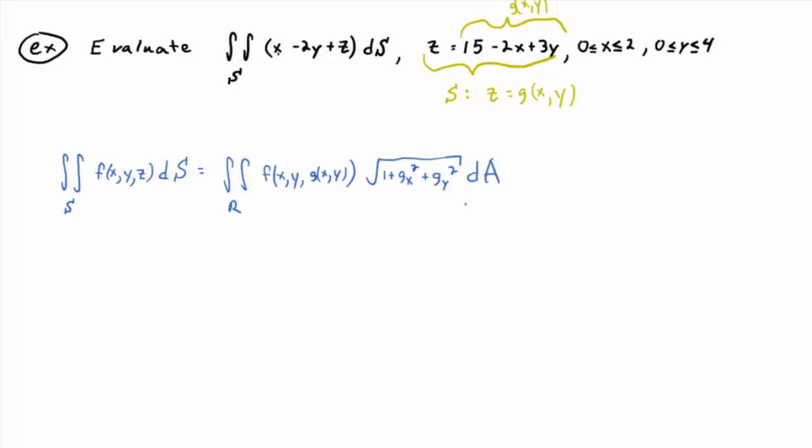D capital S versus d lowercase s, right? D lowercase s is an infinitesimally small piece of arc length, whereas d uppercase S is an infinitesimally small patch of area on the surface S, right? So know the formulas for those things. That's really important. And then you can set up the integrals based, at least in part, on that.